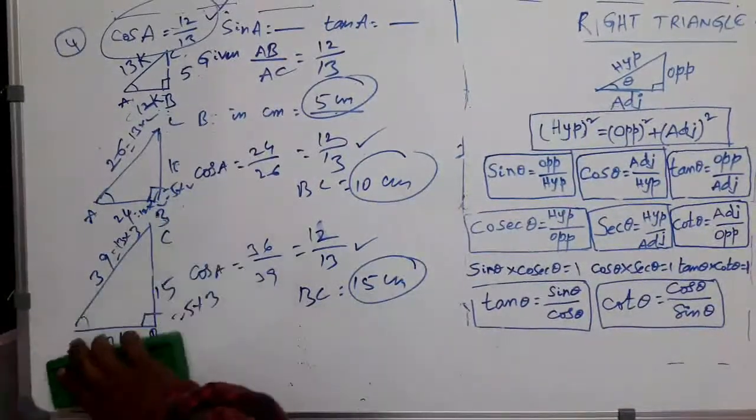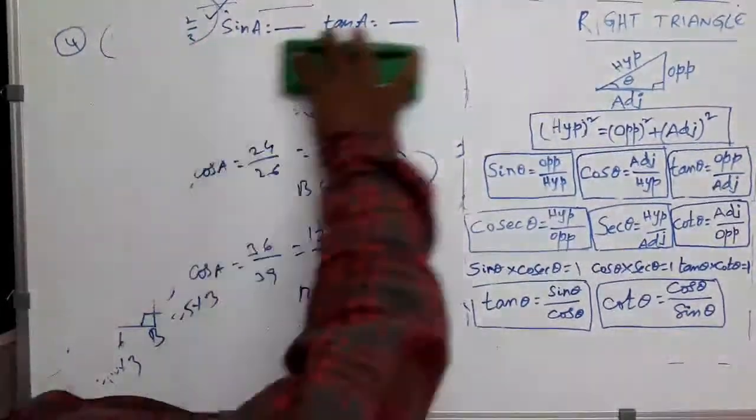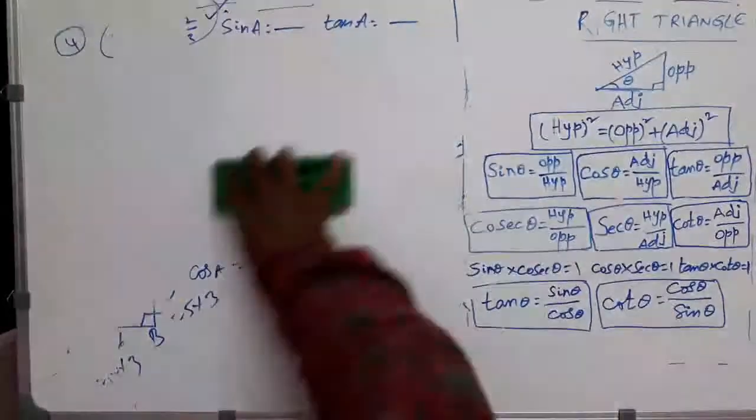So, cos A is 12 by 13. Again, I am starting the question. Again, cos A.